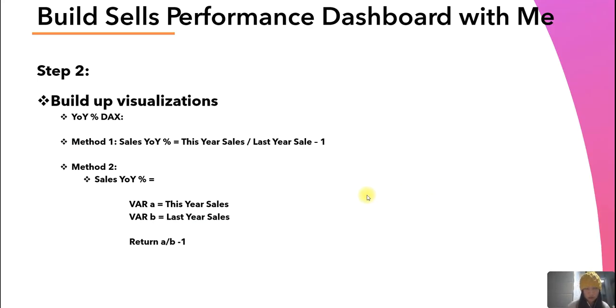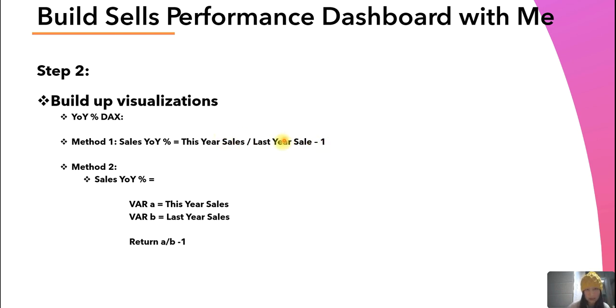Just before I start to write the YOY ratio DAX, I just want to share several ways to write a DAX formula. For example, the first method is what we usually use for the sales YOY: this year's sales divided by last year's sales, and minus 1, which gives us a ratio like 4%, 3%, something like that.